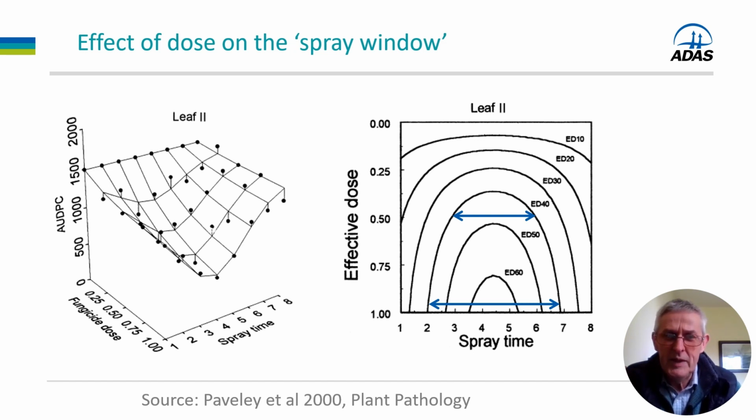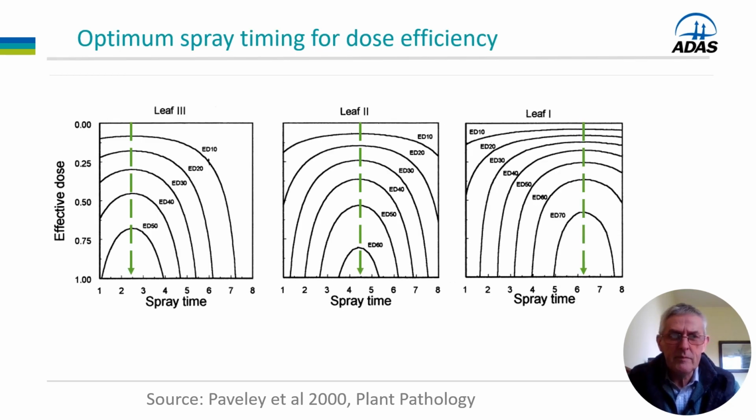And what you can see is that actually increasing the dose from half dose to full dose buys you a few extra days of protective control on the left and a few extra days of curative control on the right, but it only buys you relatively few extra days of spray window. So regardless of dose, timing remains really critical. So that's for one leaf layer in the canopy.